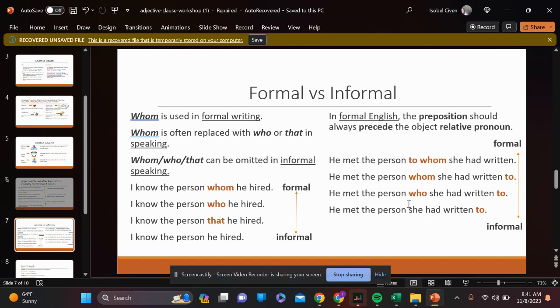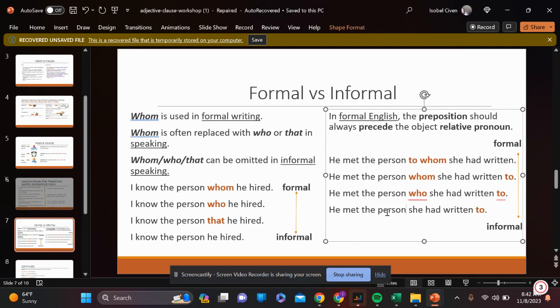He met the person who she had written to. Many Americans, native English speakers I mean, would say who and then put the preposition at the end of the sentence. He met the person she had written to. This is also correct. You don't really need whom, because when you modify the object, you don't really need the relative pronoun. You don't need whom.